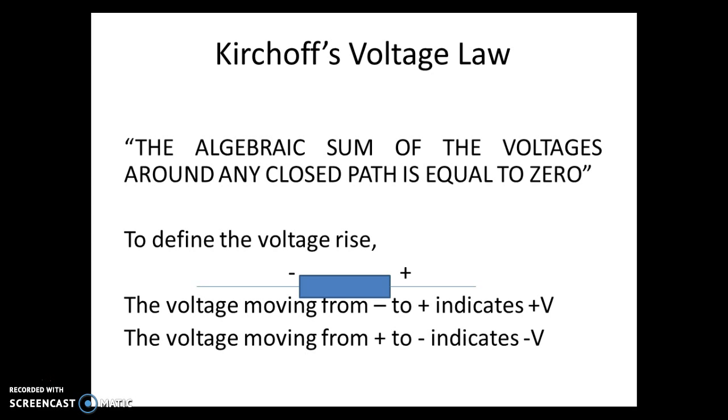In order to define the voltage rise or the voltage drop in a closed loop circuit, the positive voltage difference can be determined when the charge is moving from the negative terminal to the positive terminal, which indicates the positive voltage, and similarly, when charge is moving from the positive terminal to the negative terminal, it indicates the negative voltage.